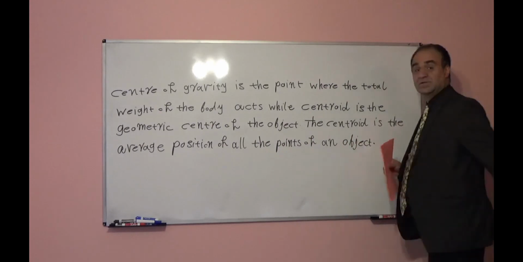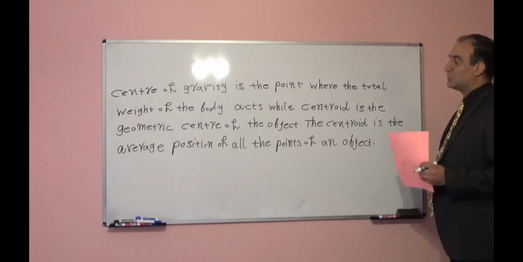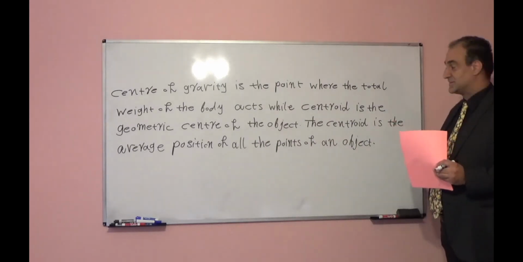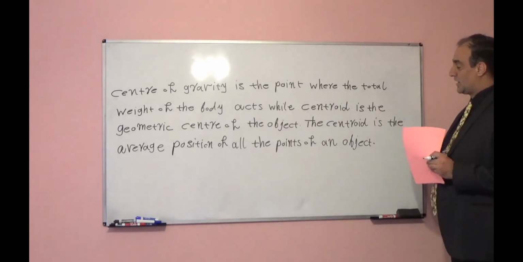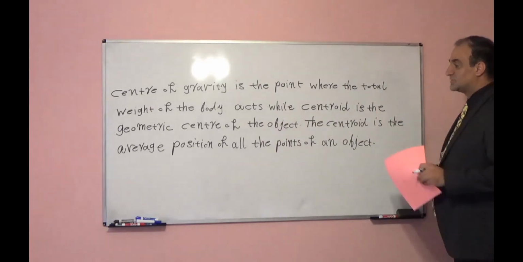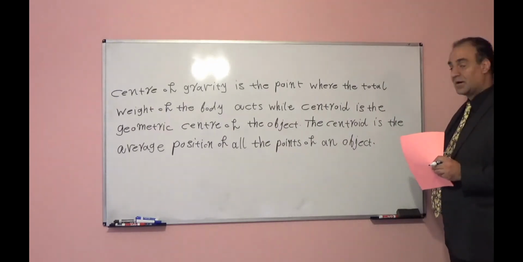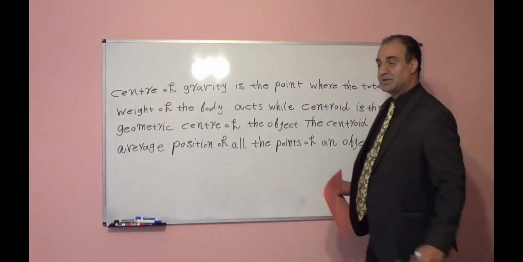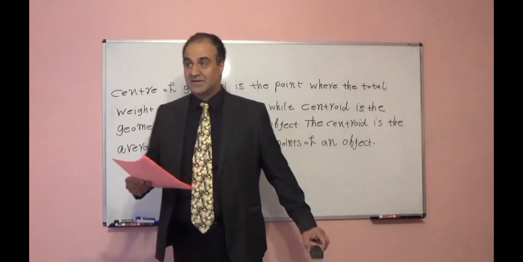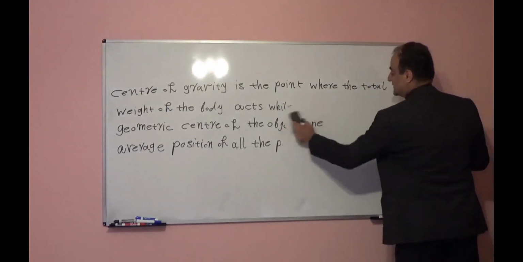This is the definition. So, center of gravity is the point where the total weight of the body acts, while centroid is the geometric center of the object, or the centroid is the average position of all points of an object. Let's see what is the similarity, what is the difference, and how we can find centroid or center of gravity for an object.